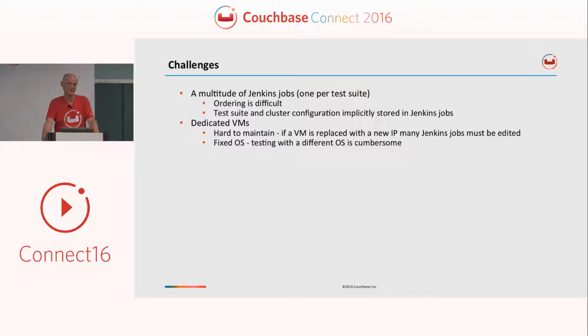There were challenges with this in terms of scaling. It was a solution that worked for, say, 5 or 10 Jenkins jobs, but as we got up to more than 100, there were issues with it. One was just the number of Jenkins jobs. It was hard to manage that many Jenkins jobs.